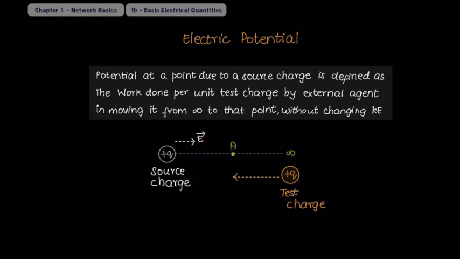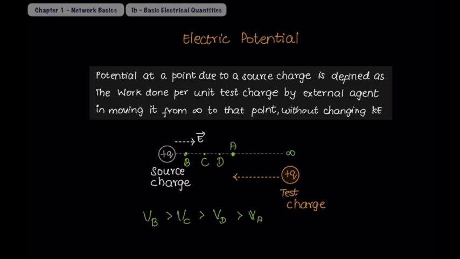So if I take multiple points in this, let's say point B, point C, point D. So the potential at point B is greater than the potential at point C, and is greater than the potential at point D, and is greater than the potential at point A.